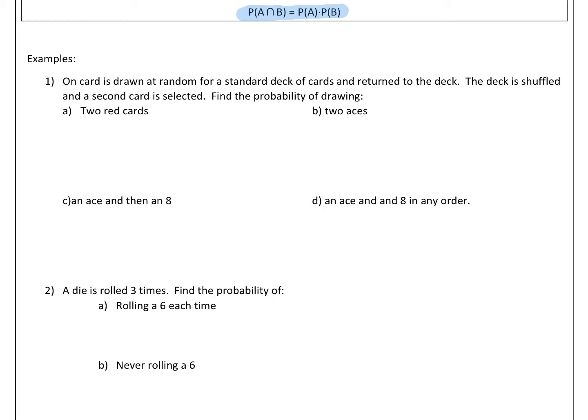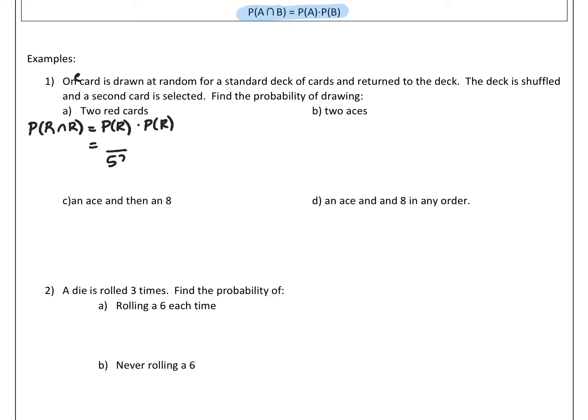One card is drawn at random from a standard deck of 52 cards and returned to the deck. So I pick a card, put it back, then take another card. Find the probability of drawing 2 red cards. The first event does not affect the second event because you return the card to the deck. So basically what I want is to get a red and then a red again. That's going to be the probability of getting a red the first time multiplied by the probability of getting a red the second time.